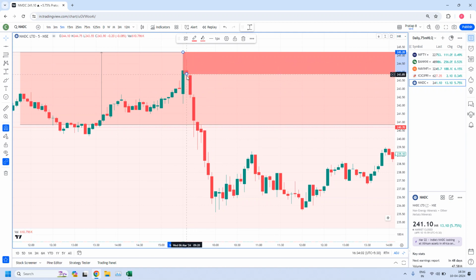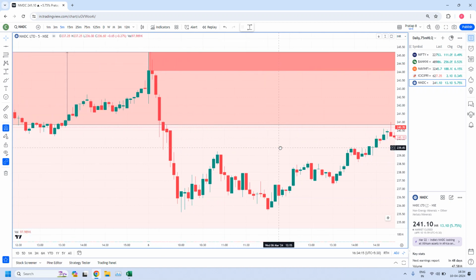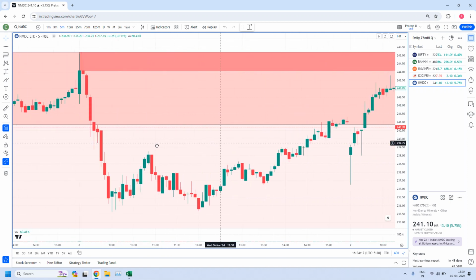Because the risk is very high, we still want to minimize it. In case the price does not come, we don't take the trade. If the price gets into this zone, then only we take a trade, because we minimized the risk as much as possible. And why are we considering this as an aggressive trade?